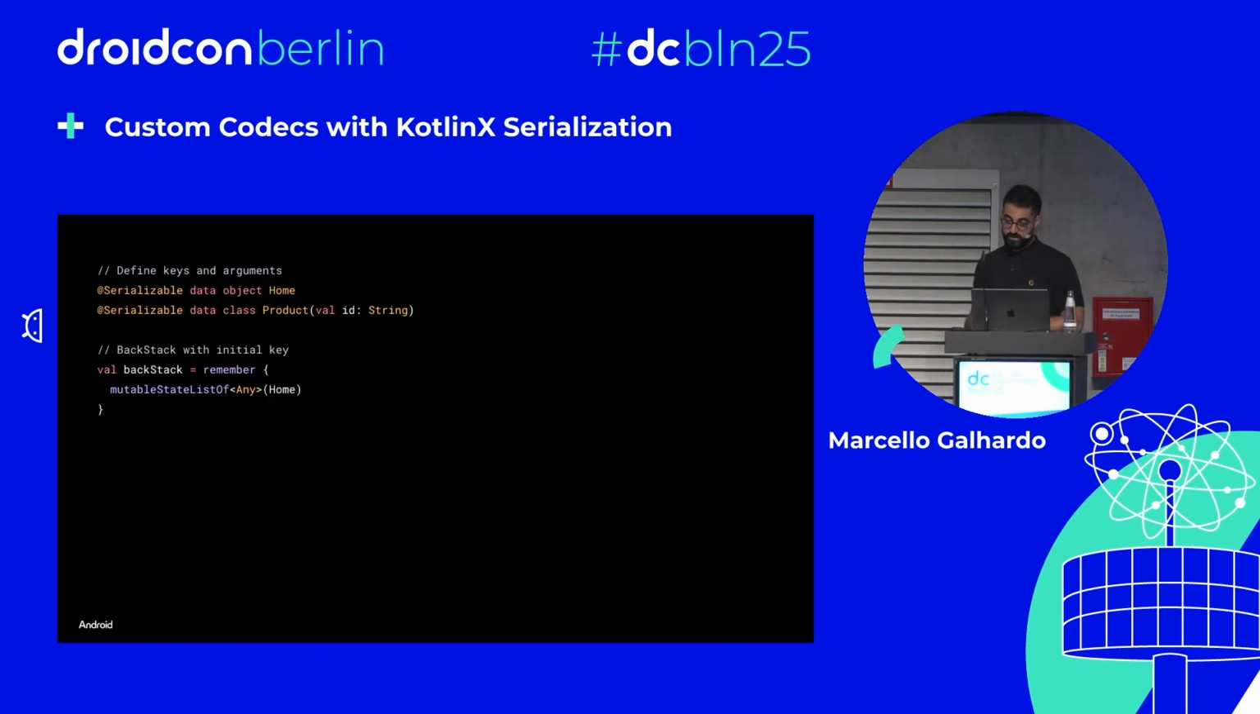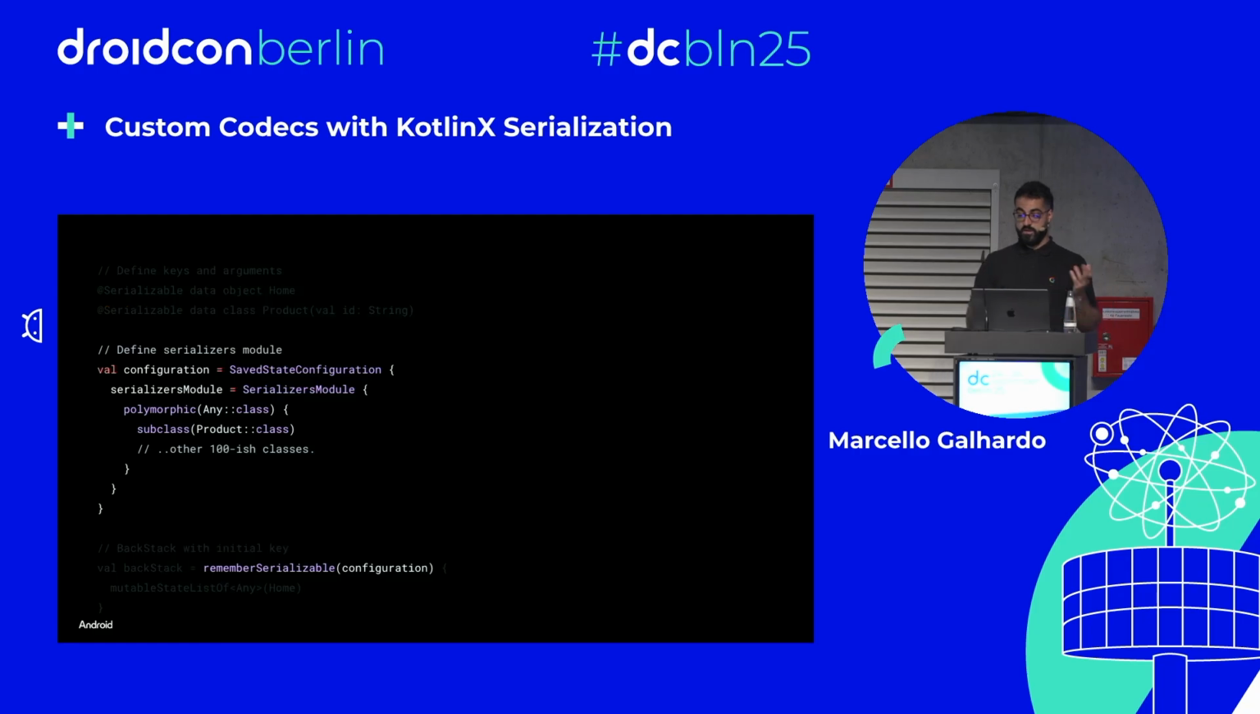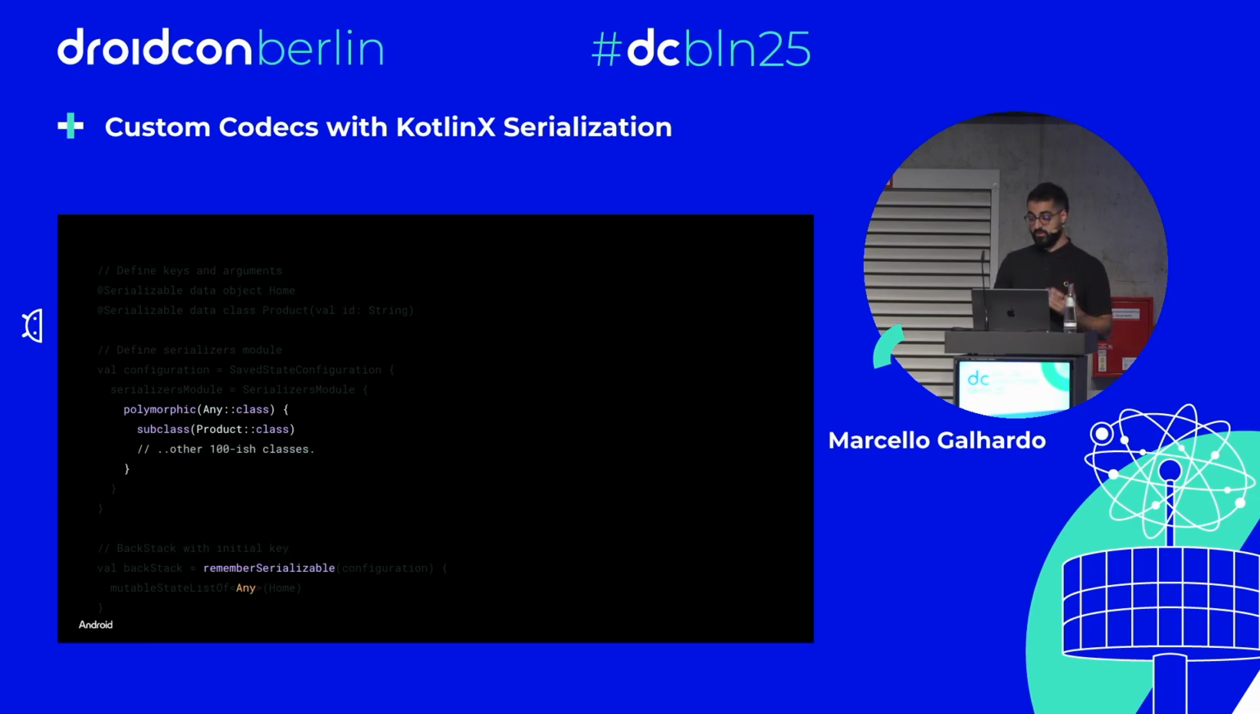So back to our example. We would need to define a custom serializers module to support polymorphism, which is inside the SavedState configuration. Inside the SavedState configuration, we set up the serializers module. Both are factory functions that allow you to pass configurations, and this configuration instance is going to be passed to remember serializable. This is how KotlinX serialization is going to do the mapping.